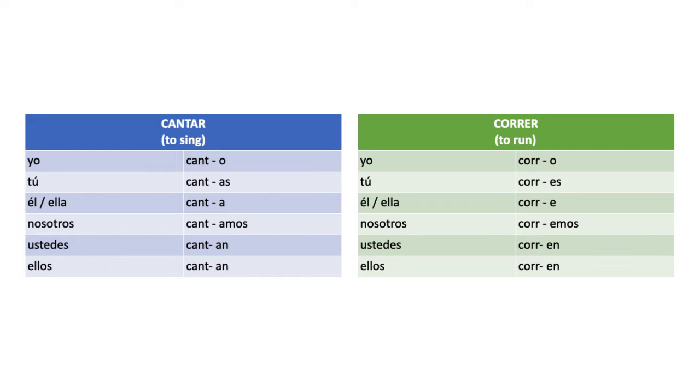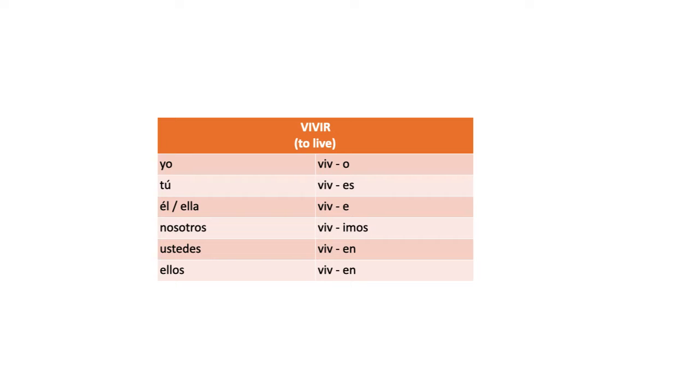Now let me show you an ir verb. Vivir. Vivir means to live, right? So yo vivo, tú vives, él vive, nosotros vivimos, ustedes viven, ellos viven. It should be fairly clear that I am doing exactly the same thing, right? Getting rid of the last two letters, using the stem throughout, and then adding some endings, right?